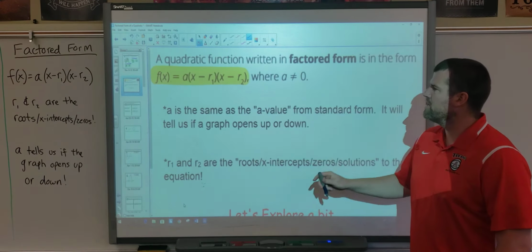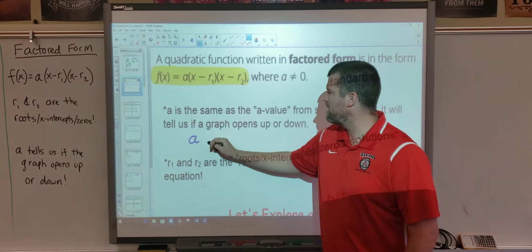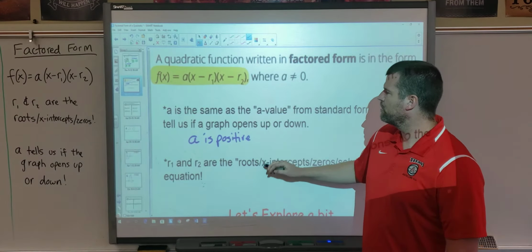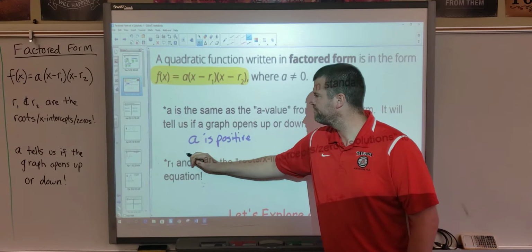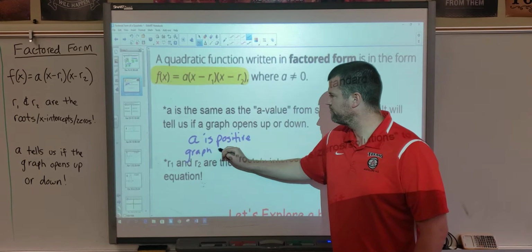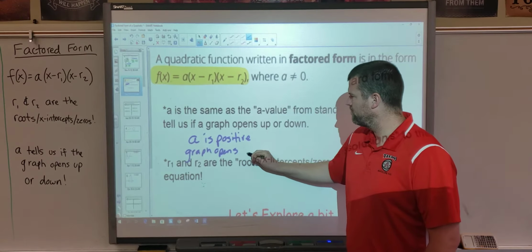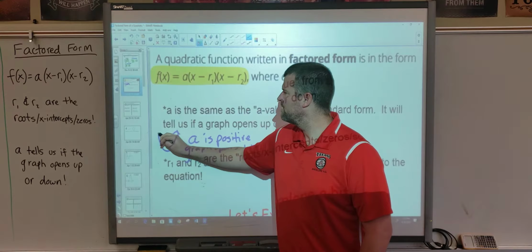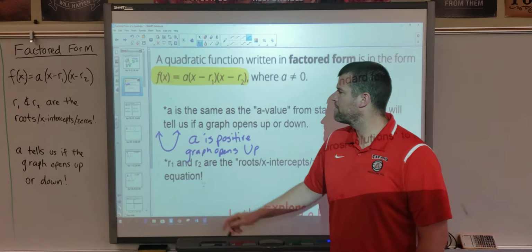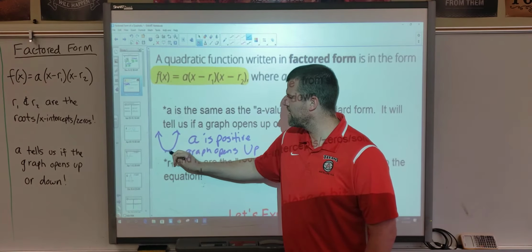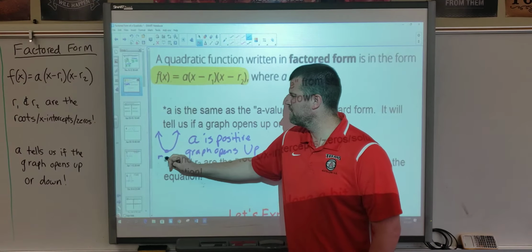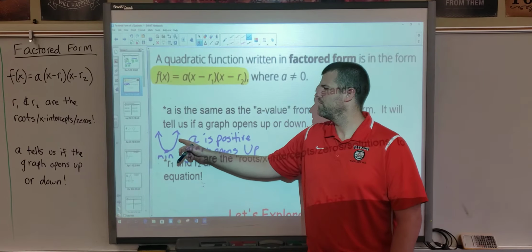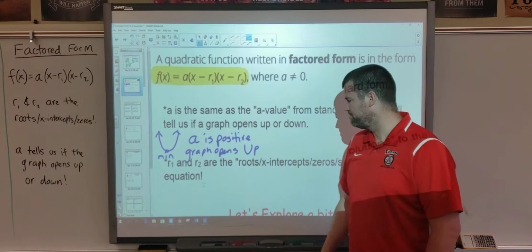So again, the key points: if a is positive, we know the graph will open up. Okay, and again, if the graph opens up, do we have a minimum or a maximum? Well, if it's opening up, we change direction at the bottom, which means we will have a minimum. So anytime we have a positive a value, the graph will be concave up and have a minimum.